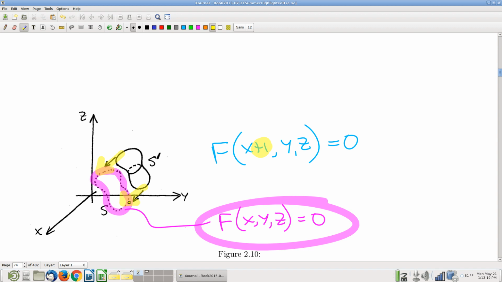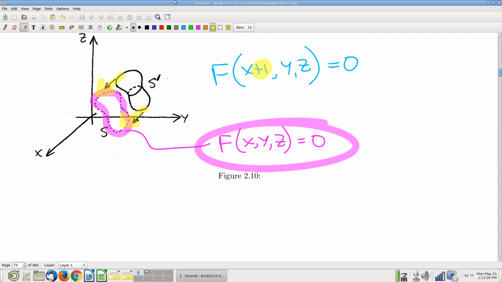And if you just kind of reverse engineer that and ask, what surface is it that when you push in the positive x direction becomes exactly S? It's the surface that you would get if you took the surface S and pushed it backwards in the negative x direction, like this.